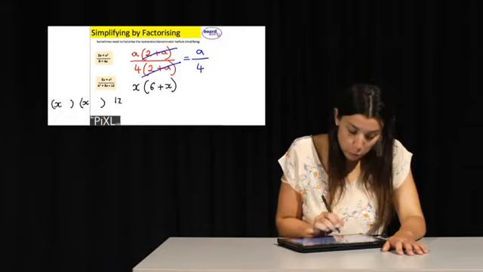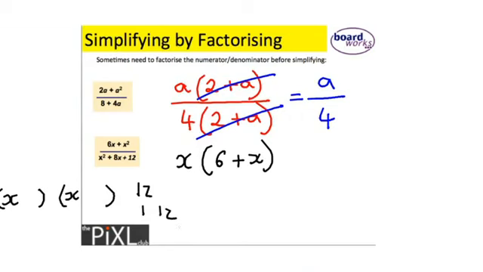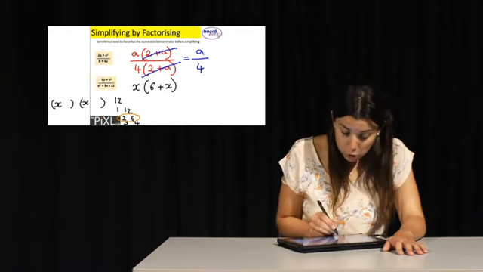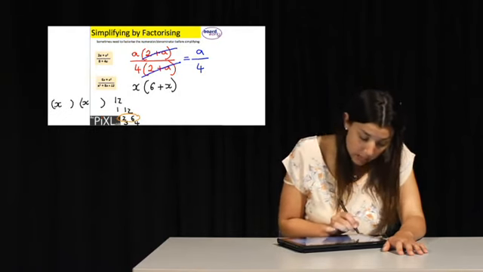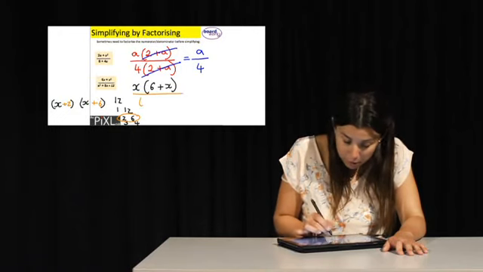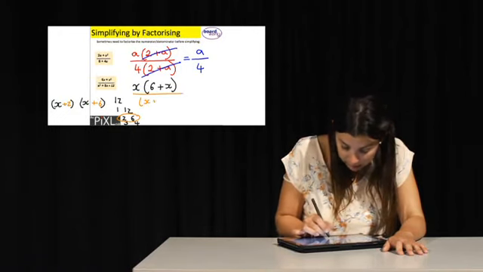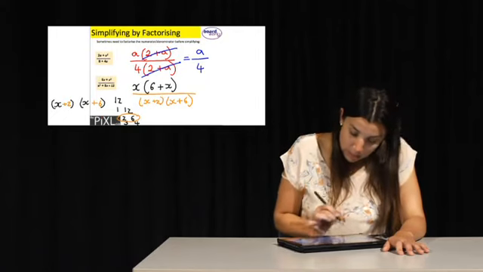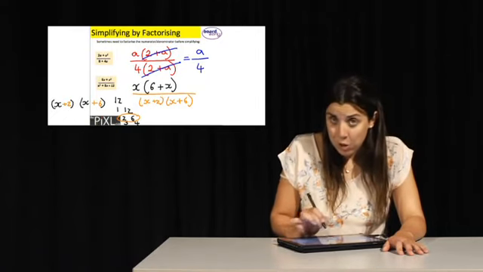So let's look at the factors of 12. We have 1 and 12, 2 and 6, 3 and 4. So therefore, if we are looking for 8, we're going to use these ones, the 2 and the 6. Both positive to make 8, so we have plus 2 here and plus 6 here. We can then write both of those brackets underneath in the denominator. x plus 2, close brackets, x plus 6, close bracket. We've now factorised both the numerator and the denominator.